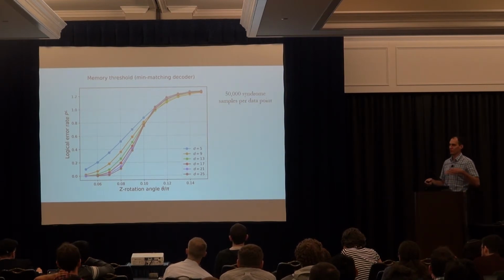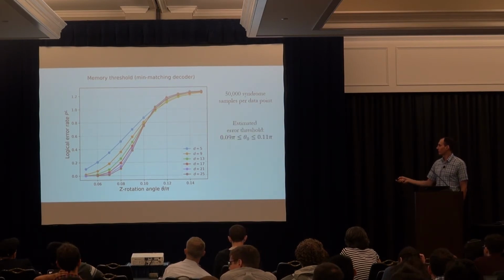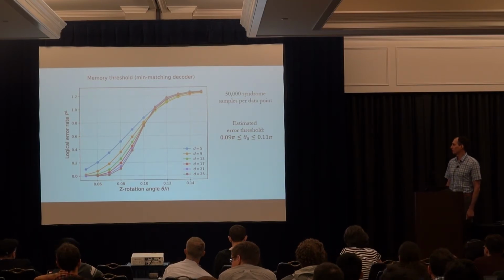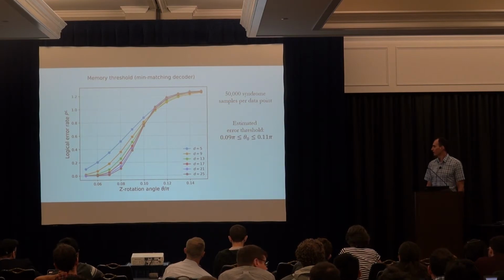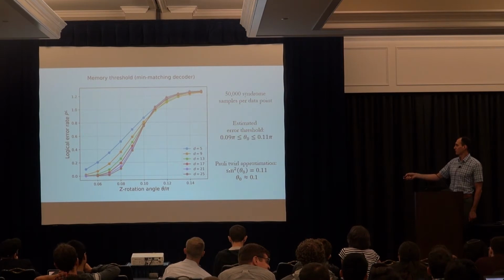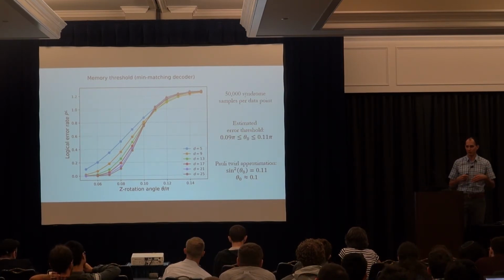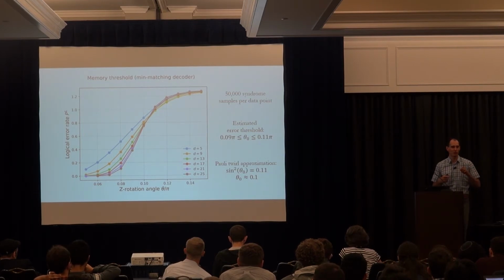This algorithm is slightly less efficient, so we can go only up to distance 25. And again, all these curves intersect roughly in one point, which is close to 10% times pi. And interestingly, this threshold estimate agrees very well with what one could get from applying the Pauli twirl approximation to our physical level noise.